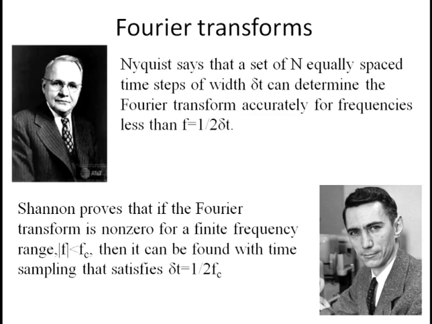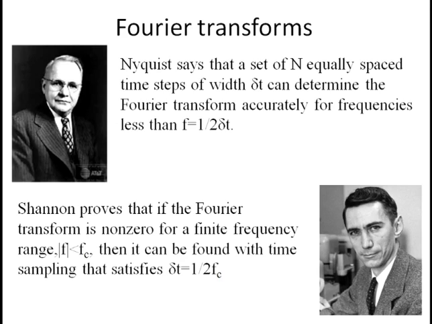Shannon went a step farther and proved that if the Fourier transform is only non-zero within a finite window, then it can be found with a time sampling that satisfies delta t equals 1 over 2 times that maximum frequency in the finite window where the Fourier transform sits.